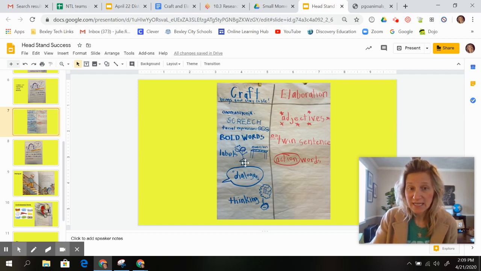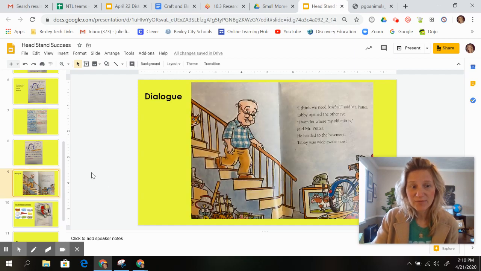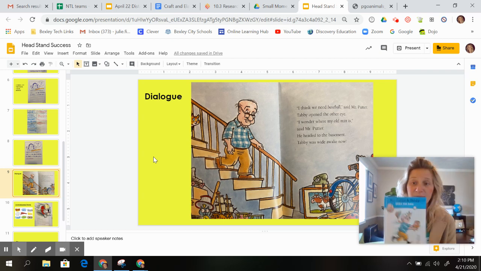This just means that in your illustration, you're putting the word beside the picture to help your reader understand what it is. The next thing is dialogue. Dialogue means that you are adding exact words or phrases that the characters in your story are saying. Let's look at another example from the Mr. Putter and Tabby book about dialogue.